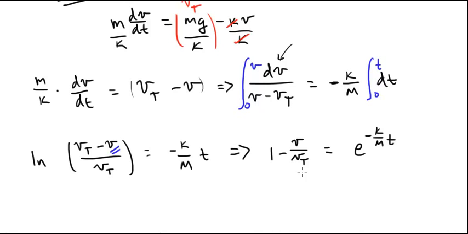Okay? And now I'm looking for v, so I'm just going to rearrange a little bit more, and I can see now that I'm going to get v equals vt times 1 minus e to the negative k over m times t. Okay, and that's the final result that I was looking for here.